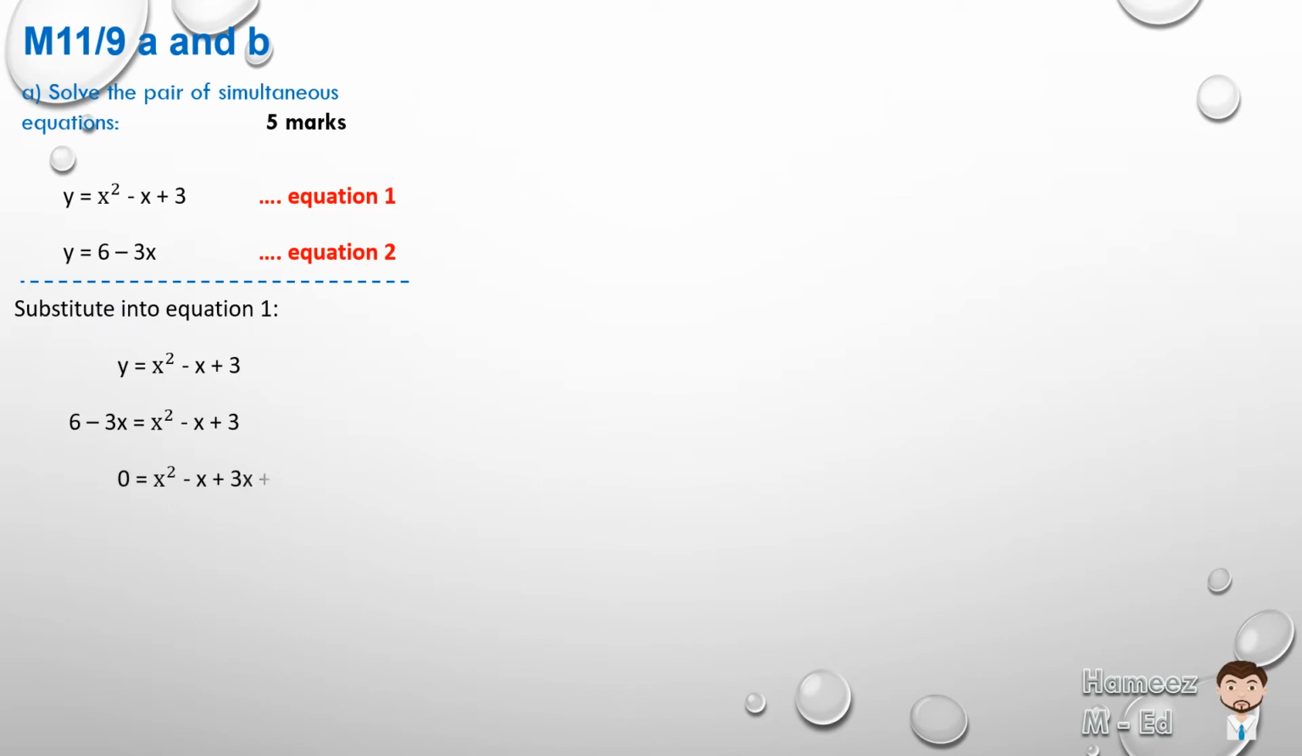So 0 is equal to x squared minus x. And we had minus 3x, when we brought it across, we get plus 3x, plus 3, and we had plus 6. When you bring it across, it will be minus 6. And we can simplify that. 0 is equal to x squared minus 1x plus 3x, which is plus 2x, plus 3 minus 6, which is minus 3. So we now have a quadratic, and we can solve this using either factorization or the quadratic formula.